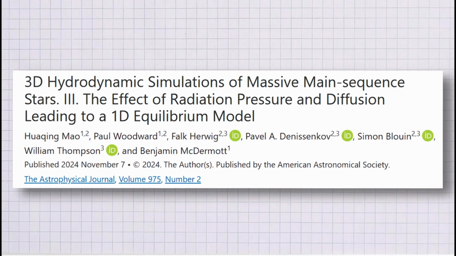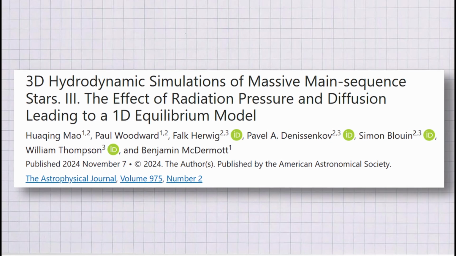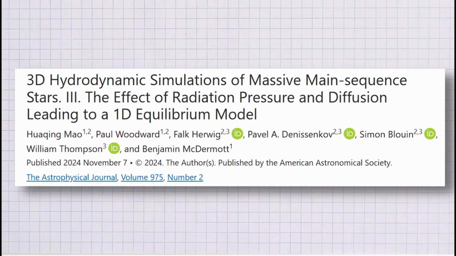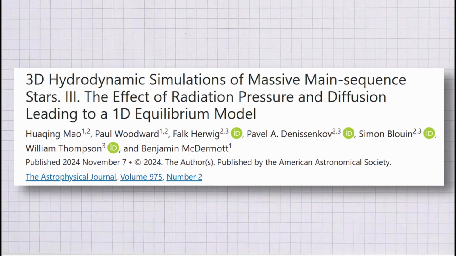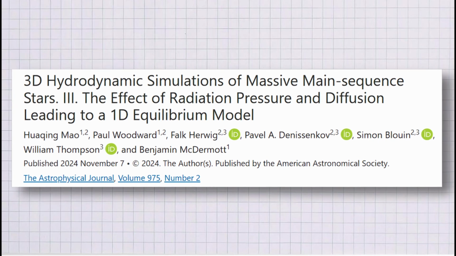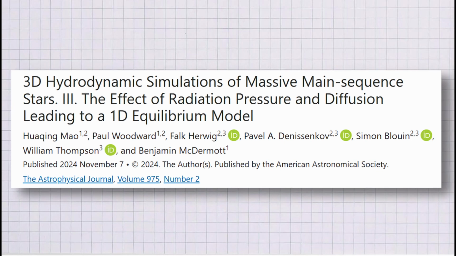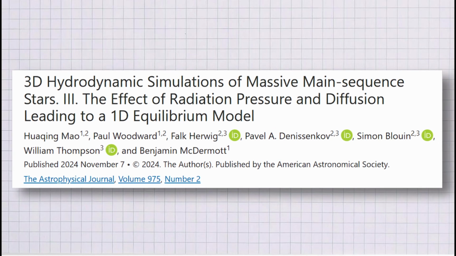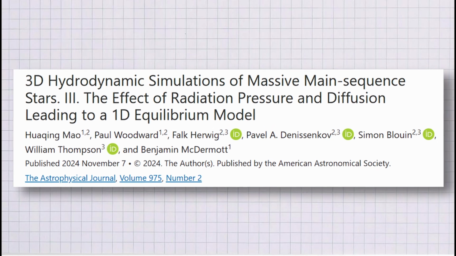Okay, so we've got these IGWs traveling through the star, potentially causing mixing. But I remember you saying something about radiation acting as a brake on these waves. You got a good memory. Radiative diffusion, the process of heat spreading out, can actually weaken these waves, especially the ones with shorter wavelengths.